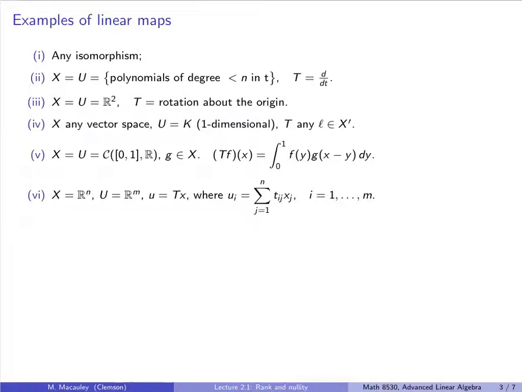Next up, something that should look familiar from your undergraduate linear algebra course. If X equals R^n, so things in here look like x1 up to xn, and U is R^m, so let's think of things over here as vectors u1 to um. m might be smaller or bigger or the same as n. Then a linear map between these two is determined by specifying what each ui is as a linear combination of the xj's. And so that's given by this.